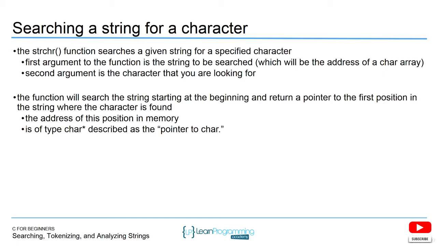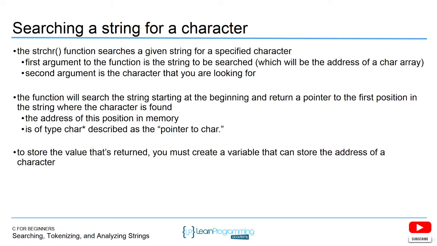This is why pointers are important now, because we're not returning an entire value. We're returning a pointer to a character inside of a string. And that address represents the index of an array, essentially. So the address of this position in memory is of type char star, and is described as a pointer to a char, which is really just a single element, a single character in memory. To store the value that's returned, you must create a variable that can store the address of a character, so you have to create a pointer.